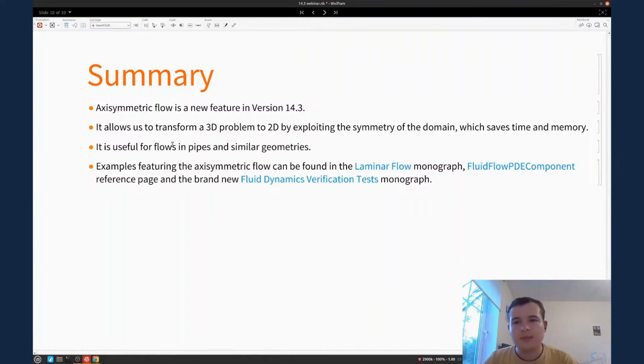You can find examples of this axisymmetric flow in the laminar flow monograph, in the fluid flow PD component ref page, and also in our brand new fluid dynamics verification tests monograph. I hope you have learned something new, and if you have any questions, feel free to ask.